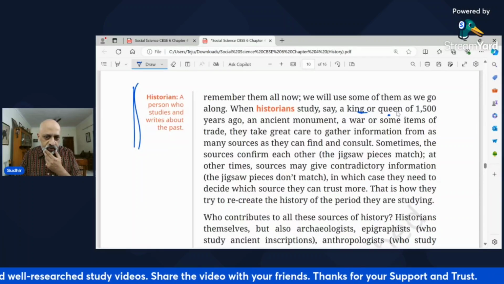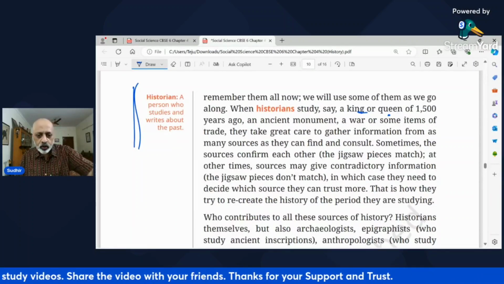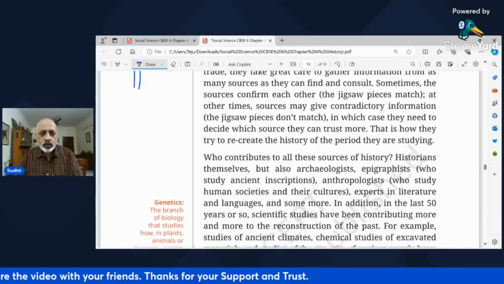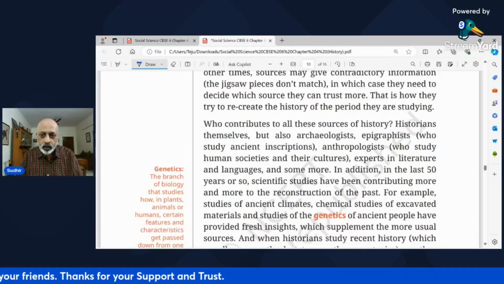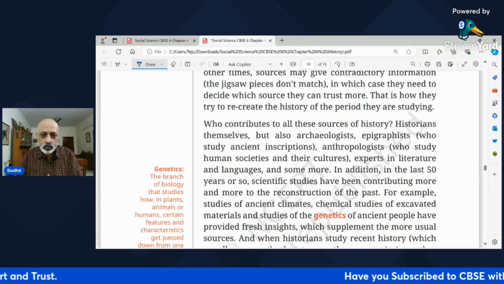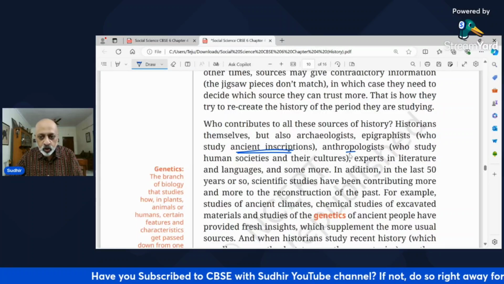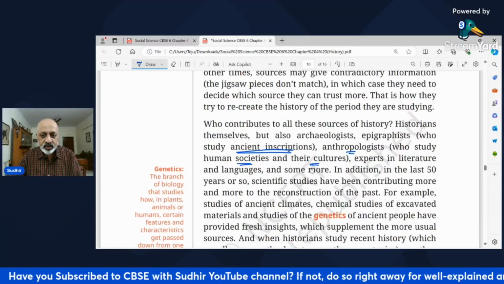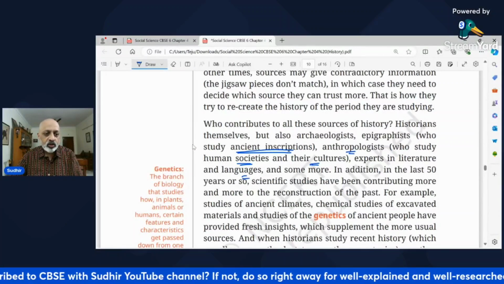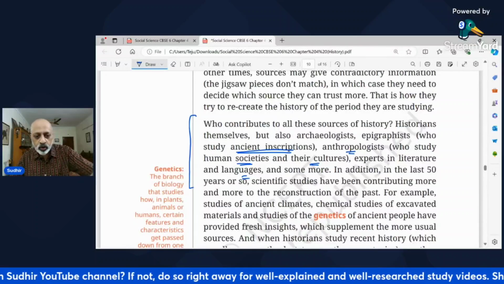Now, sometimes the sources confirm each other, or sometimes they may not. Okay. Now, historians themselves, but also archaeologists, epigraphists. Now, epigraphists are people who study ancient inscriptions. Anthropologists who study human societies and their cultures, experts in literature. Now, these are the different kinds. Iske baare mein you don't need to this thing.